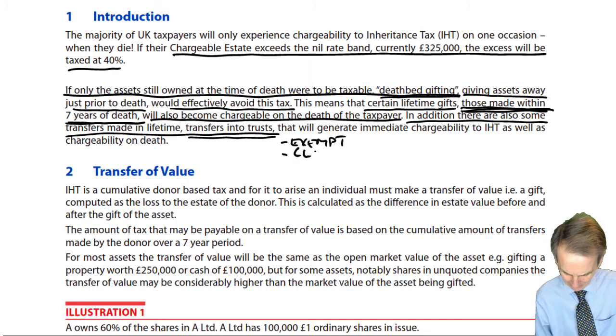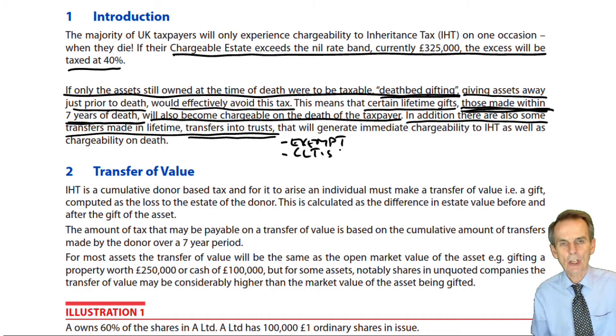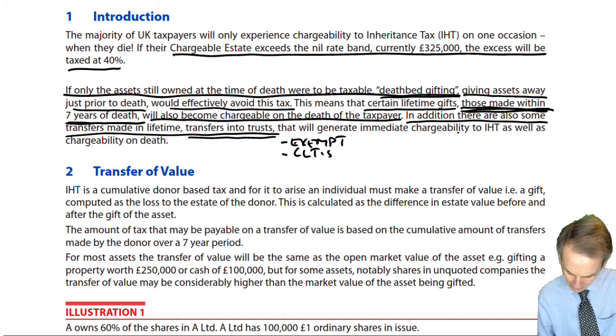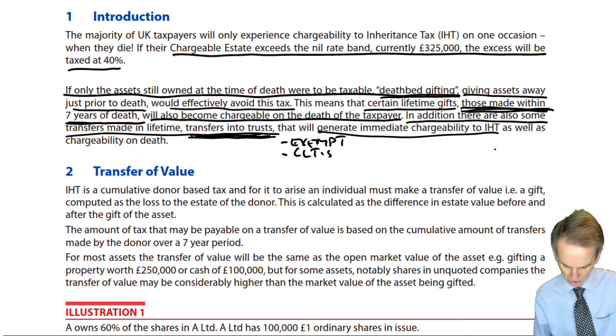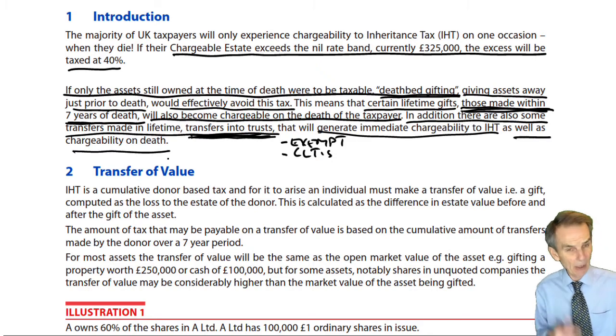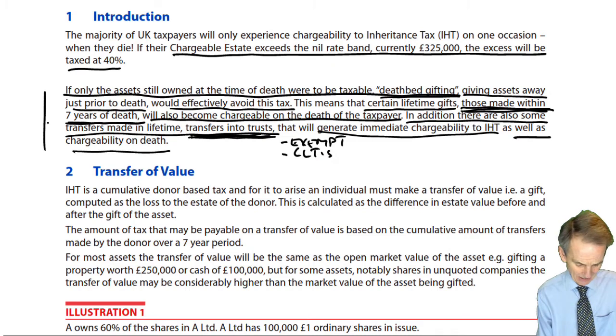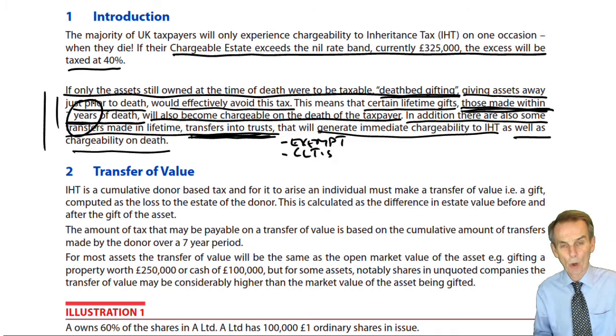There are then, a little acronym you'll come to know and love, CLTs, chargeable lifetime transfers. These are transfers into trusts that will generate immediate chargeability to IHT, as well as chargeability on death. Now, as we've also seen in this note, that 7 year period is the critical issue. So on death, only those lifetime transfers made within the 7 years before death become chargeable as a result of the death of the taxpayer. So in lifetime, three types of transfer for our IHT purposes: exempt transfers, and transfers into trusts which are chargeable lifetime transfers, meaning they're chargeable when made, as well as also becoming chargeable on death, but only if you die within 7 years of having made them.